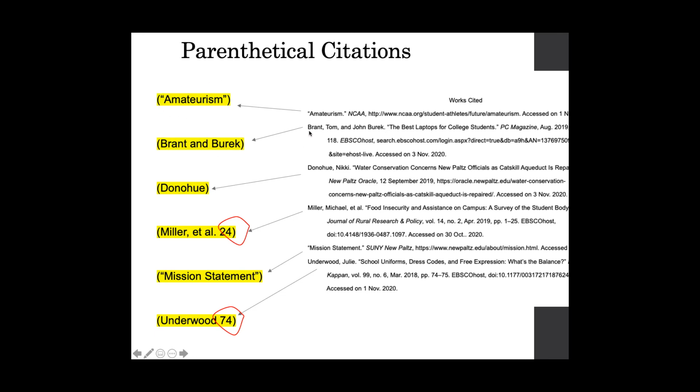In this case, this second example, we have two authors, so I'm going to put both of their last names in the citation, Brandt and Burek. In this third example, again, it's the last name of the author, Donahue, which will appear in the in-text citation. Now, in this fourth example, we have several authors, 3 or more authors, and we use this Latin phrase, et al., to signify that. So there I've got Miller et al.